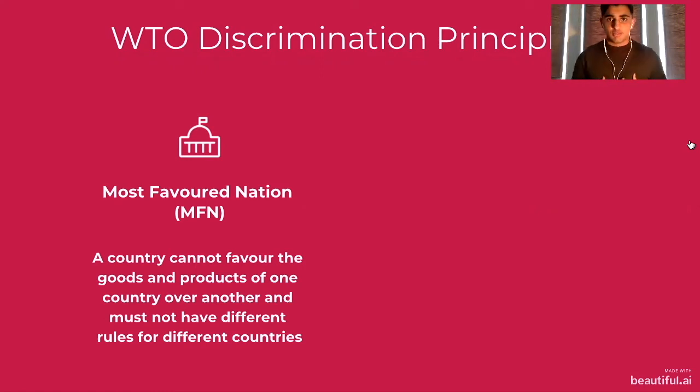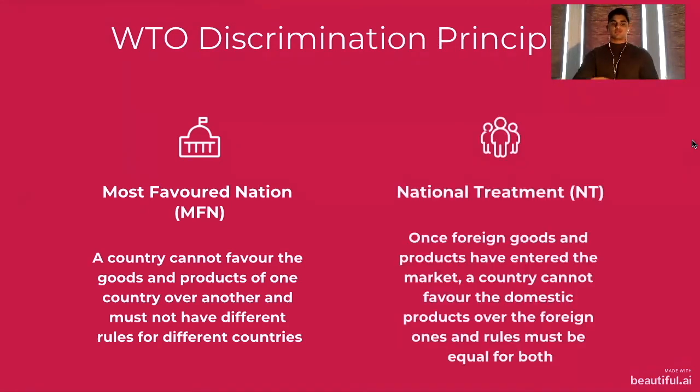So if I'm the Chancellor of Germany, I cannot give favorable rules to the Spanish bananas and not give favorable rules to the French bananas. That's not allowed. You can't favor one nation over the other. The second of the two most important WTO discrimination principles is the national treatment principle: once foreign goods have actually entered the market, a country cannot favor the domestic ones over the foreign ones, and the rules have to be equal for both. And so this is very similar to our example in the banana market. Once those Spanish or French or Dutch bananas are in the German market, they have to be treated equally. They have to have the same customs and tariffs and taxes, and they have to be displayed similarly by law.